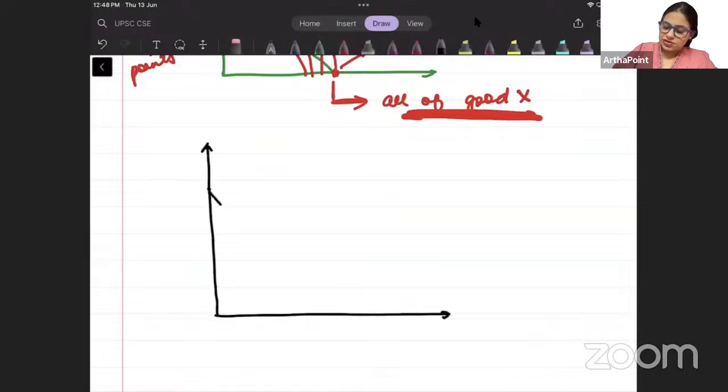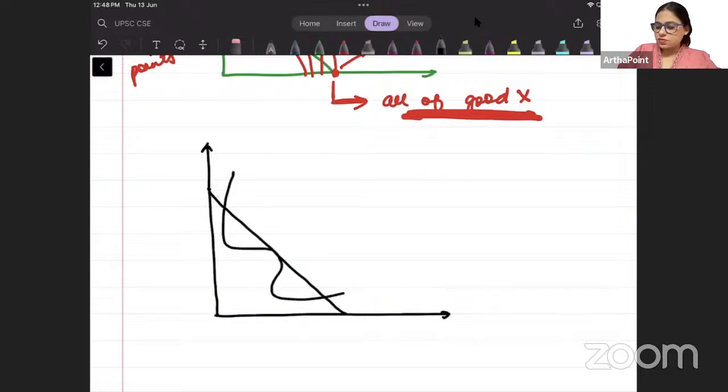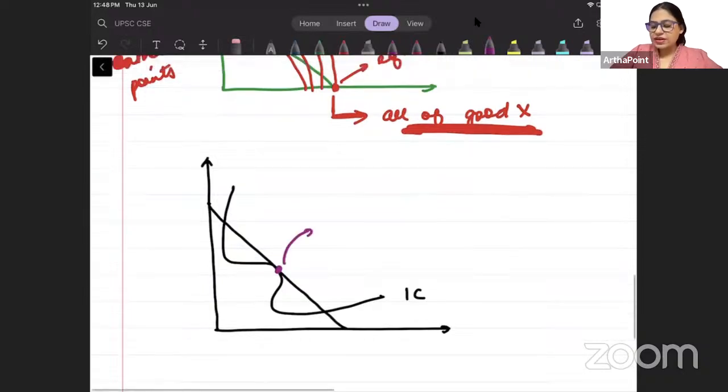Like for example, if this is my budget line, and let's say that this is my indifference curve. It looks something like this. Then you try to understand that at the tangency, it is just touching the IC exactly at one point, so it is tangent. So I am asking you, is this the point of equilibrium? Is this my equilibrium point?